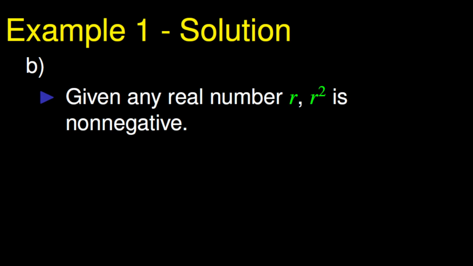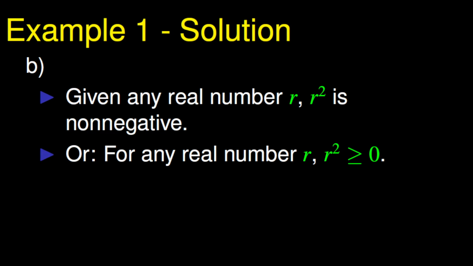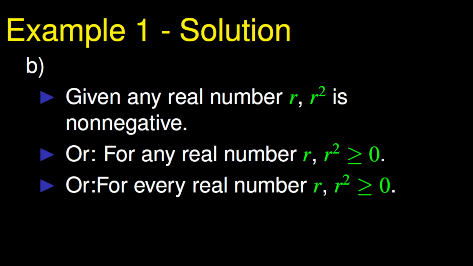The second question can be answered as follows. Given a real number r, r squared is non-negative. Alternatively, we can also say, for any real number r, r squared is greater than or equal to 0. We can even say, for every real number r, r squared is greater than or equal to 0.